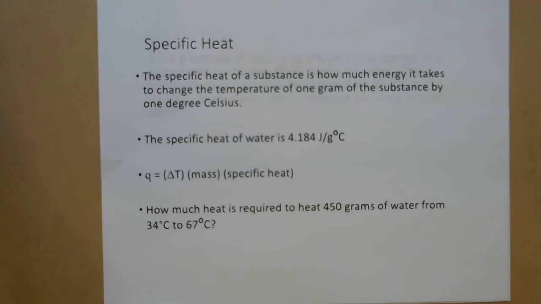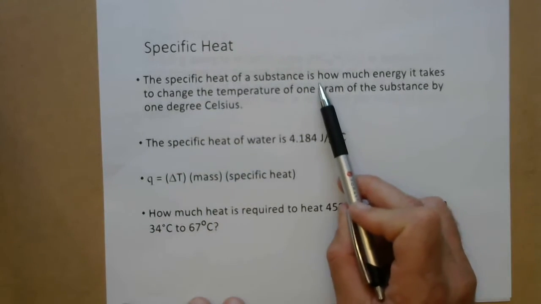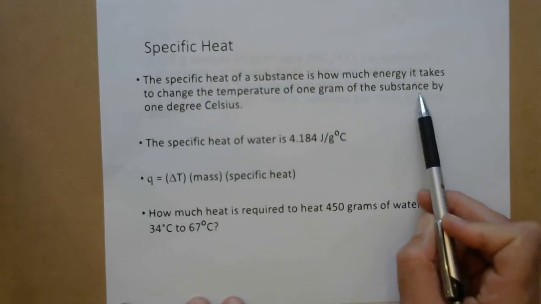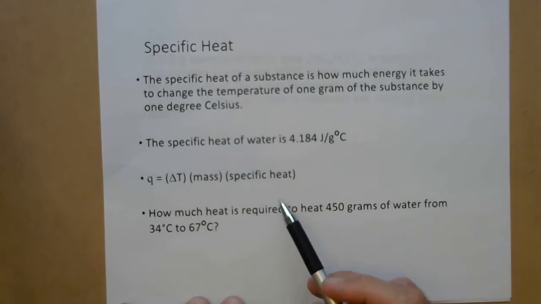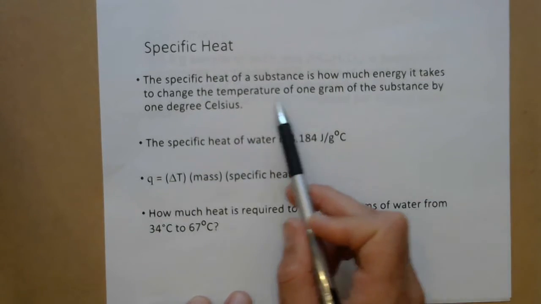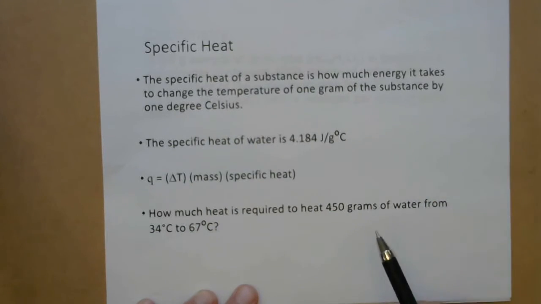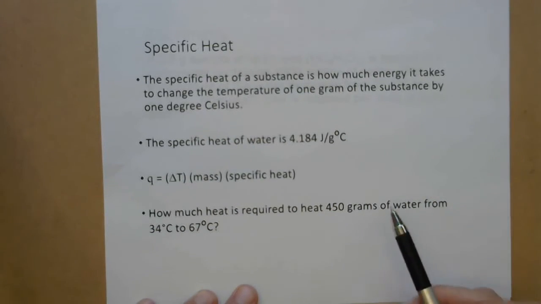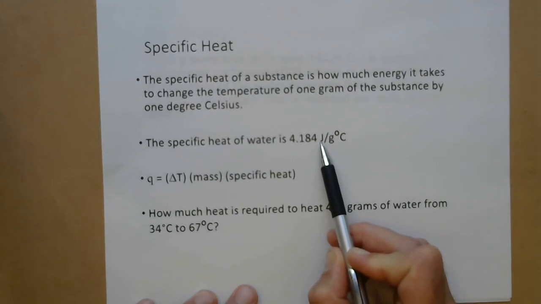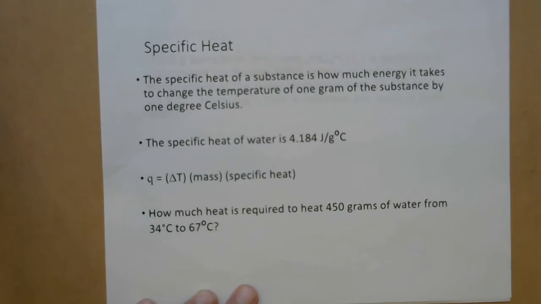So we need to understand specific heat in order to be able to do calorimetry. The specific heat of a substance is how much energy it takes to change the temperature of 1 gram of that substance by 1 degree Celsius. So if you have just 1 gram of water and you want to increase its temperature by just 1 degree Celsius, maybe from 20 to 21 degrees Celsius, how much energy does that take? Well, it takes the specific heat of water, which is 4.184 joules of energy to change 1 gram of water by 1 degree Celsius.